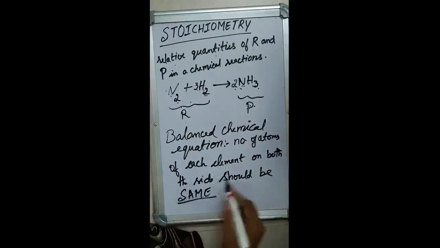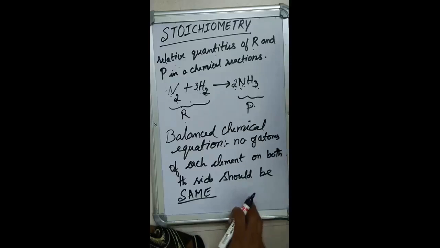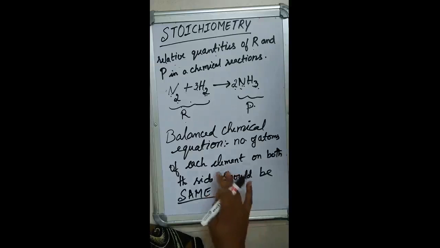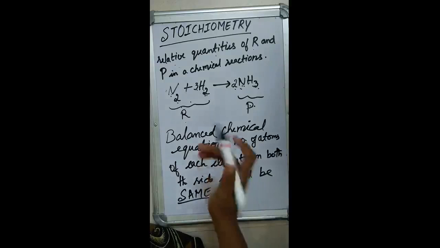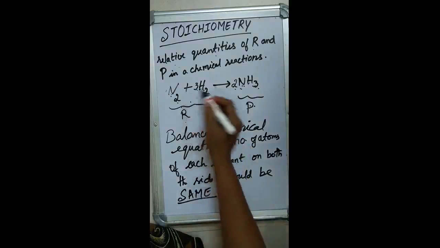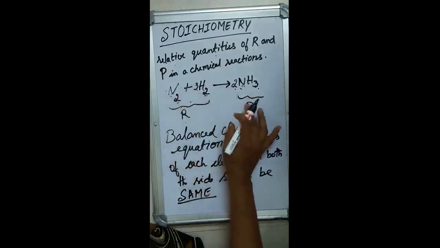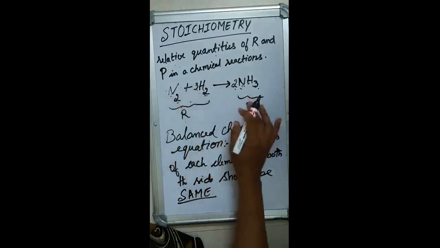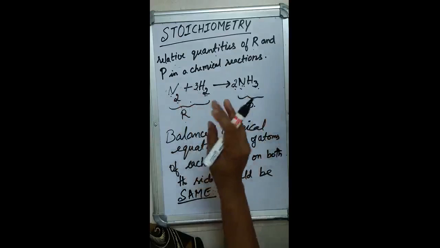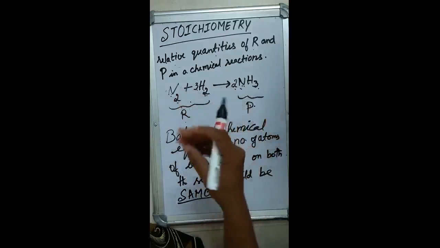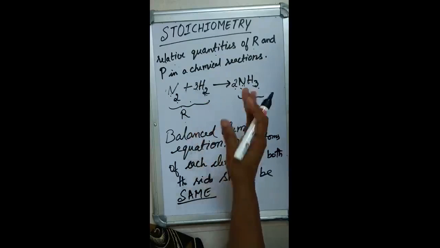Okay, should be same. So this is a balanced chemical equation. And while writing the balanced chemical equation, we should write the physical state of the reactants as well as the products. Now what is the meaning of physical state? That means whether the reactants are in a solid state, liquid state, or gaseous state.